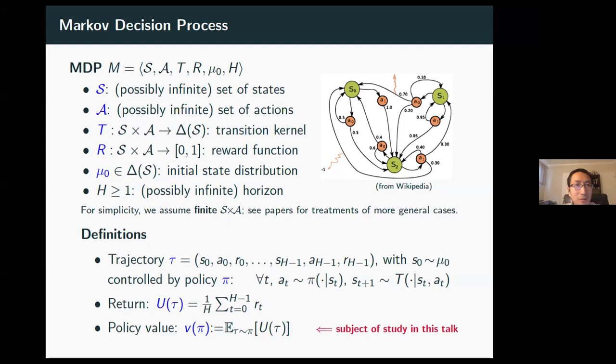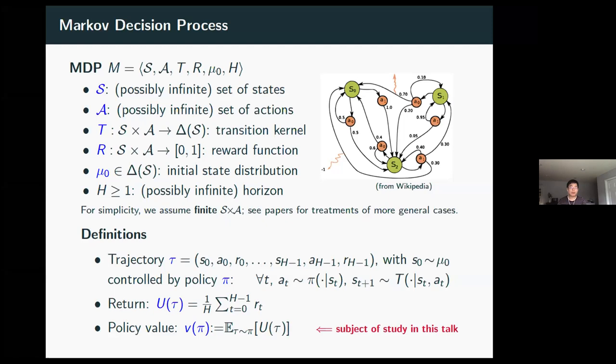Yeah, we have a question from the audience. Hello, Dr. Li. You mentioned that H is set as infinite in your later analysis. So I wonder whether the variance of the importance weight, the estimate of the importance weight, will grow with the horizon length H.